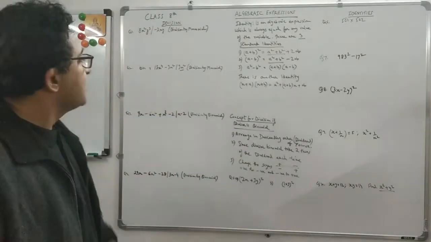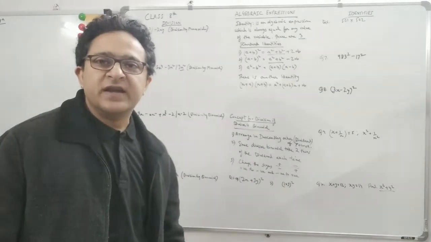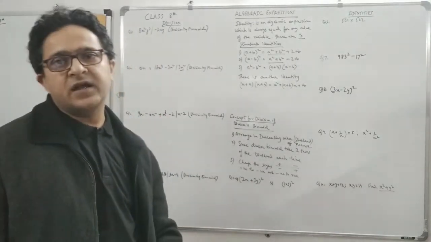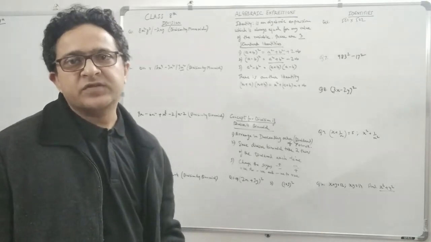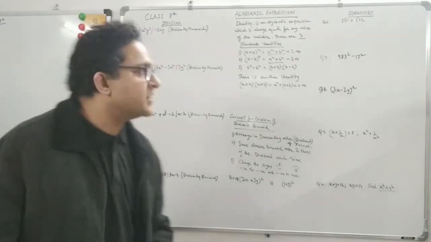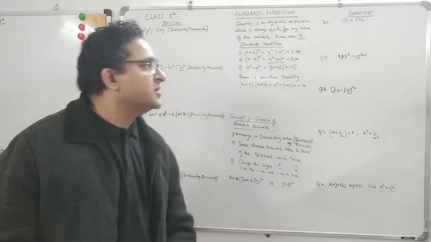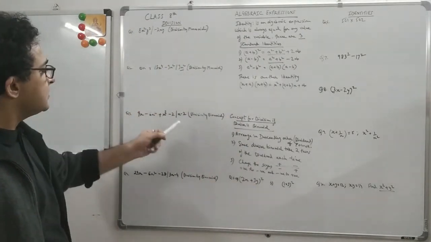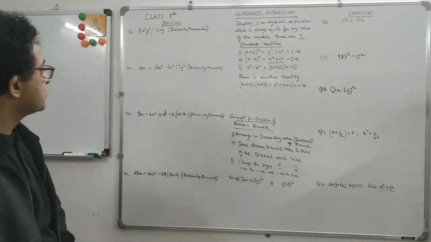So for division, we have a dividend and a divisor. The divisor is at the bottom and the dividend is at the top, which is the numerator. So whenever we divide, we have dividend upon the divisor. The divisor can be a monomial or a binomial. So let's do this one by one.